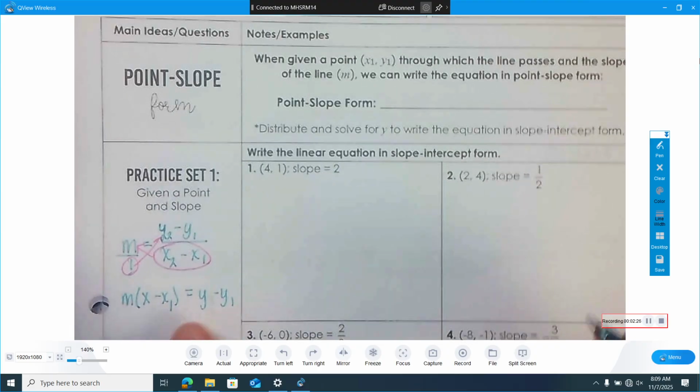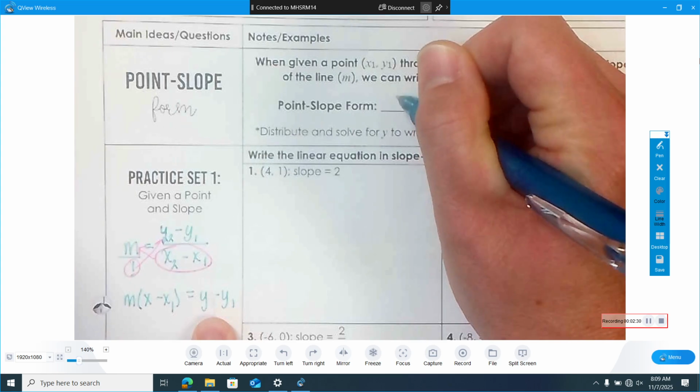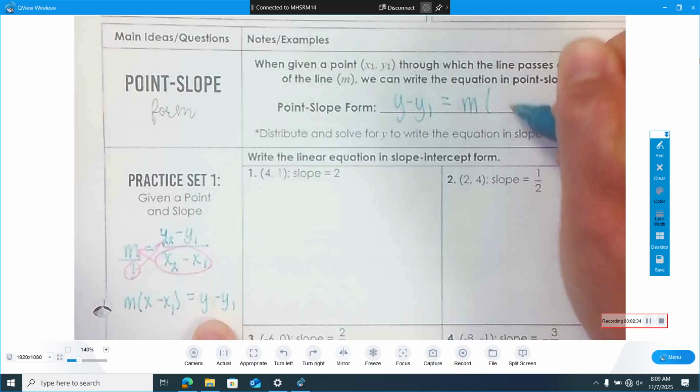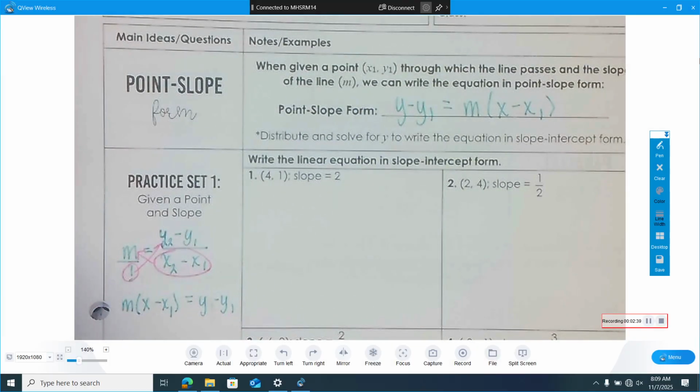I'm going to rewrite it just slightly because we usually put the y's on the left. So I'm going to spin this around. Symmetric property. y minus y1 equals m times the quantity x minus x1. This is point-slope form, and it's nothing revolutionary, but it simply comes from the slope formula. Okay.